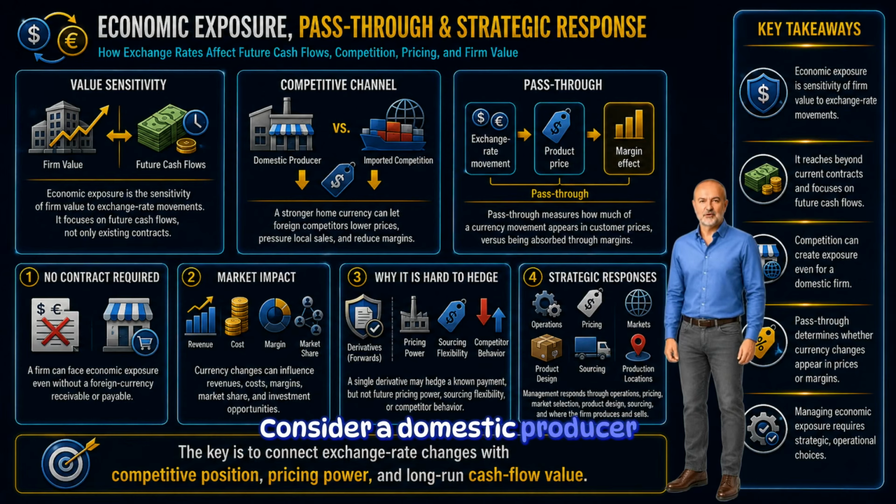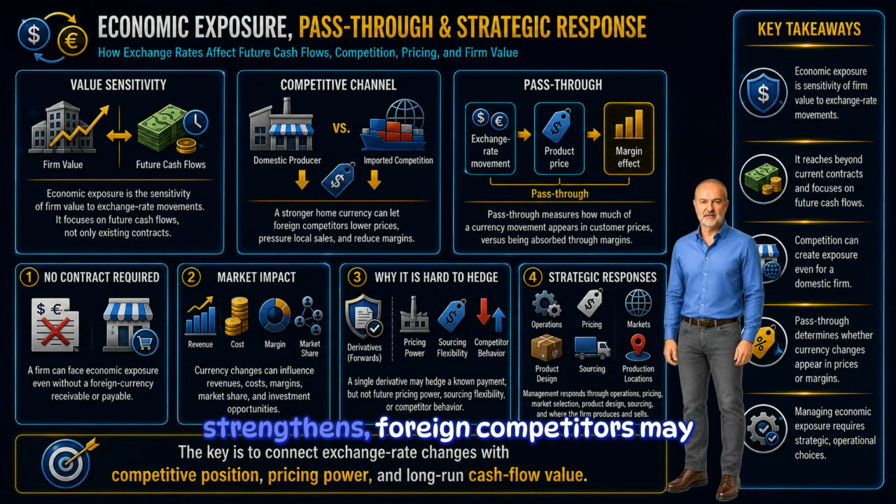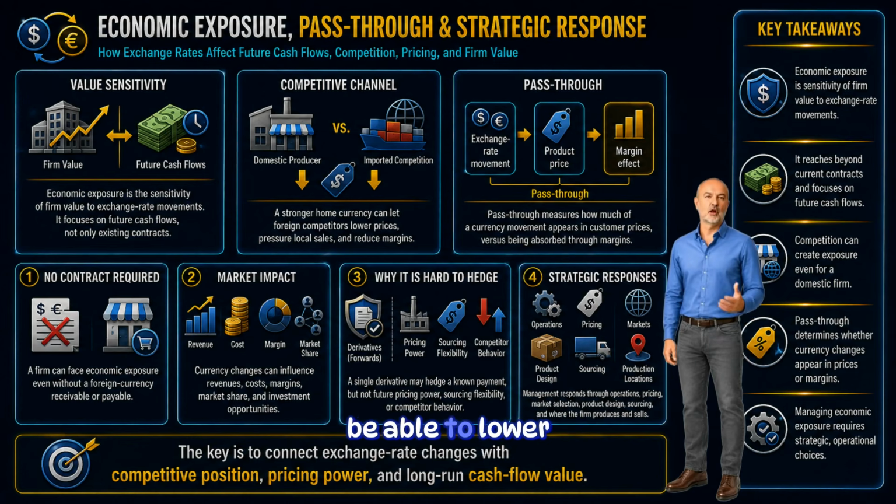Consider a domestic producer competing with imported products. When the home currency strengthens, foreign competitors may be able to lower domestic prices while preserving their own margins. The local producer may lose sales, cut prices, spend more on marketing, or accept lower profitability. The exposure comes through competition, not through a foreign currency contract.